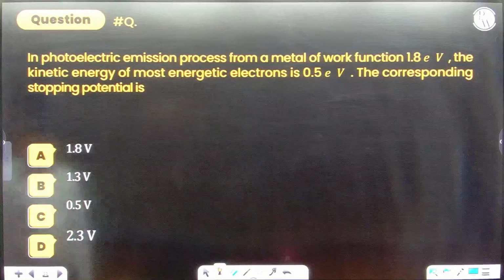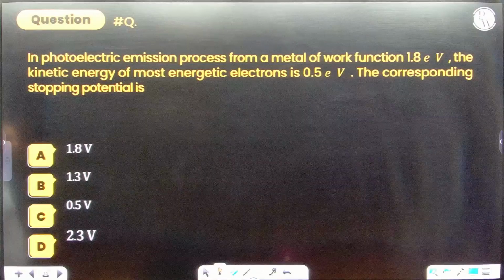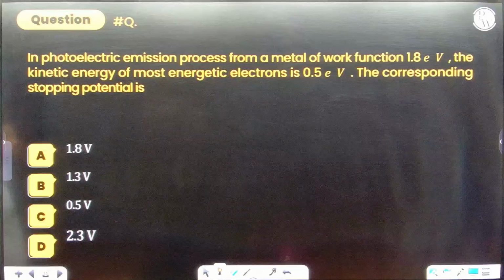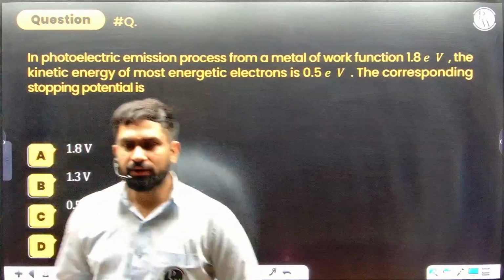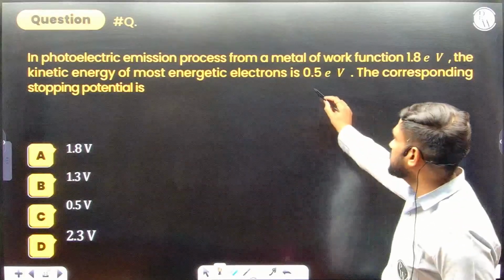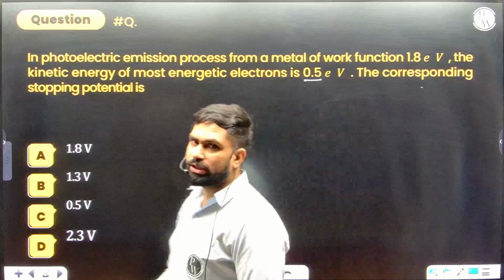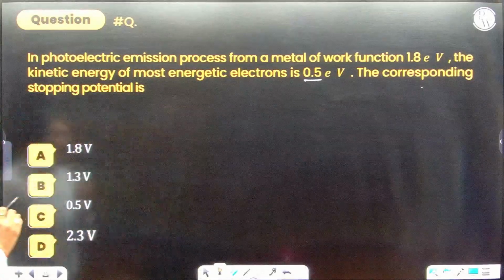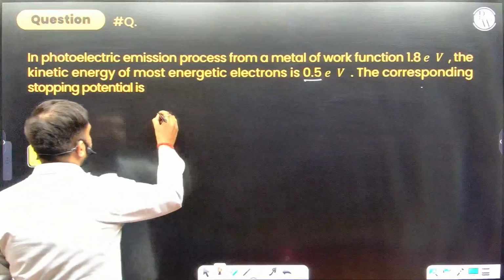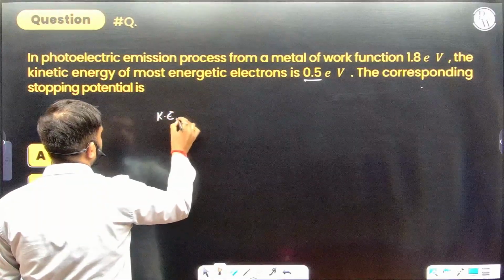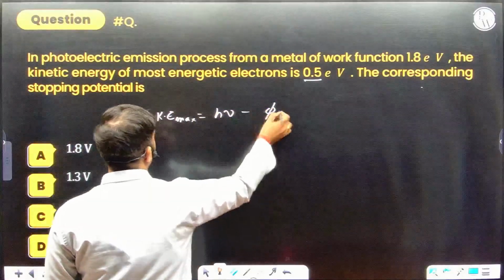Next, in the photoelectric emission process from a metal of work function 1.8 eV, the kinetic energy of the most energetic photoelectrons is 0.5 eV. The corresponding stopping potential is. Now it's a very nice and sweet problem, straightforward. Just apply Einstein's photoelectric equation, K max equals h nu minus the work function.